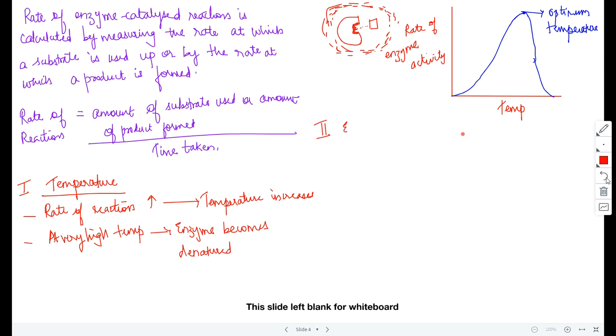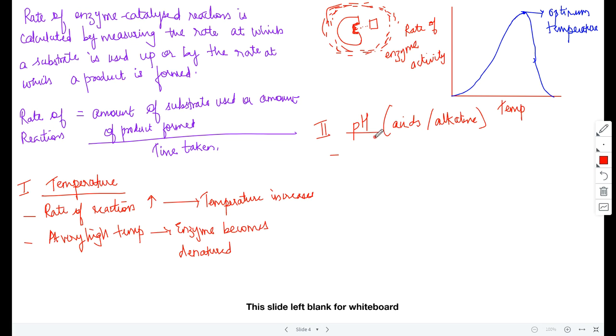Factor C is that of the pH value. Okay. Now pH. What does pH tell about? pH tells us about the acidity or if a solution is alkaline. It tells about the substance being acidic or alkaline. Okay, the scale of level.